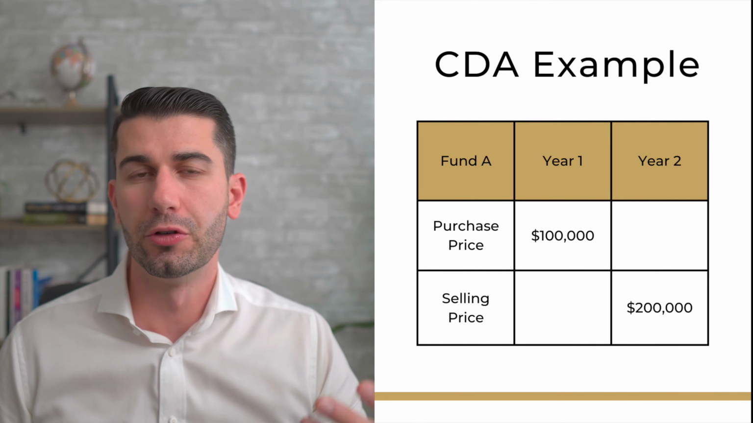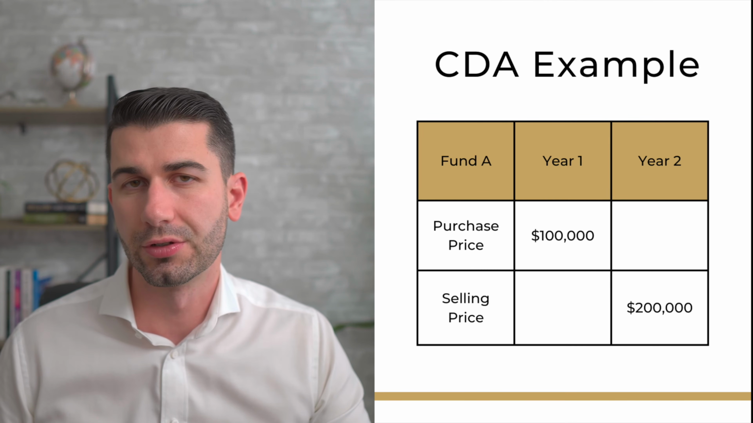In order to generate capital dividends through the non-taxable portion of capital gains, it's very simple. Let's consider you had Fund A and you bought it last year for $100,000.